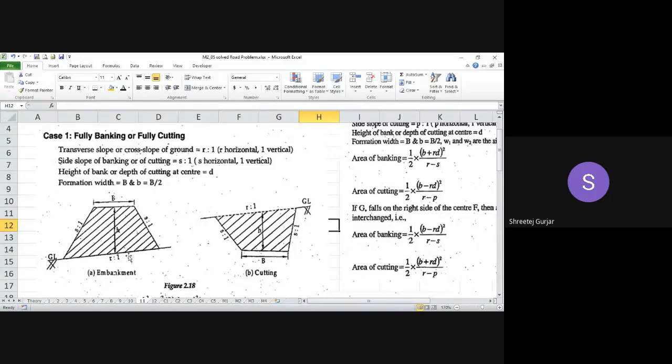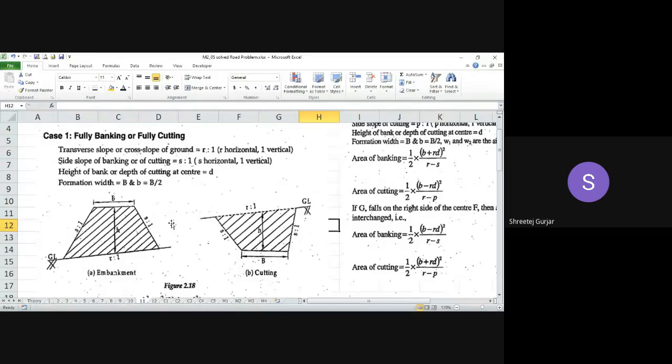So one more slope we have to include along with our SH21. SH21 is for this side slope, where S is horizontal and one is vertical. So now for transverse slope, we will have one more slope included, which is R/1. R is your horizontal distance and 1 is your vertical. So H to V is R/1. Along with this slope, we'll also have this transverse slope, which is for our ground.